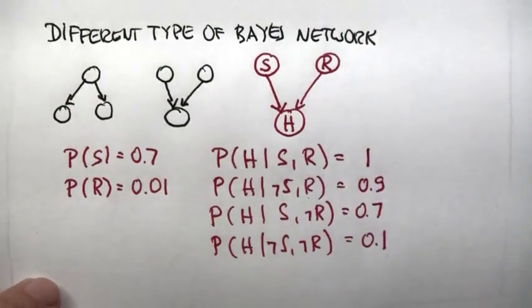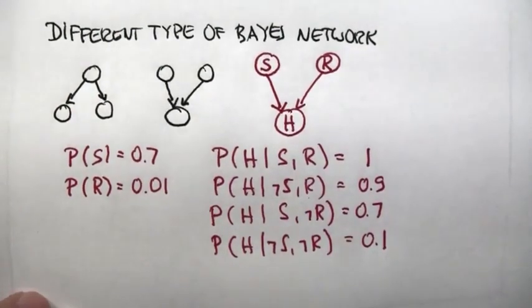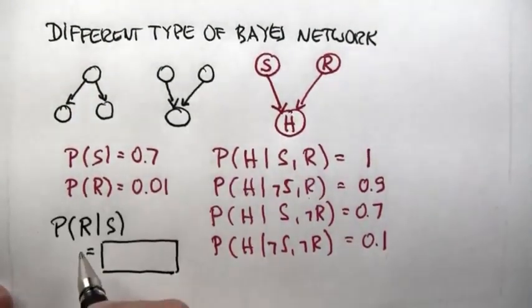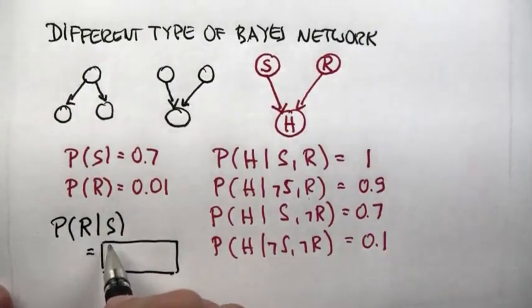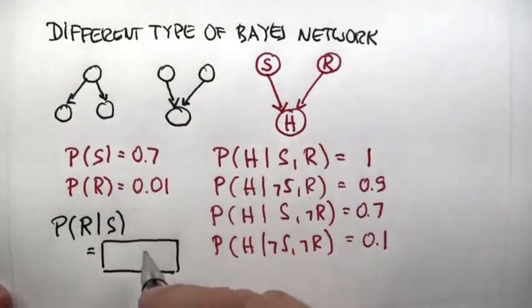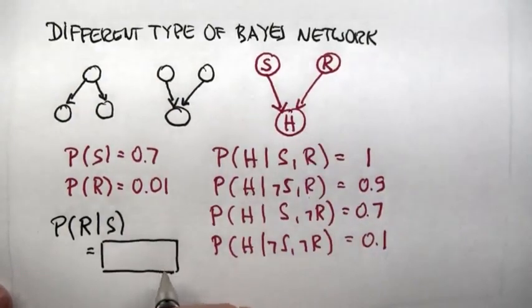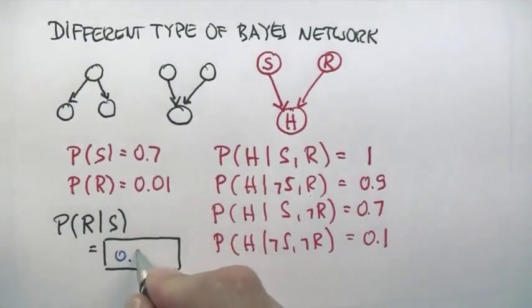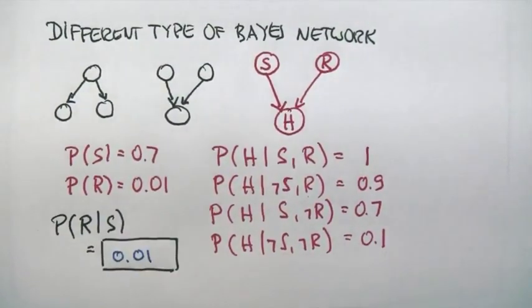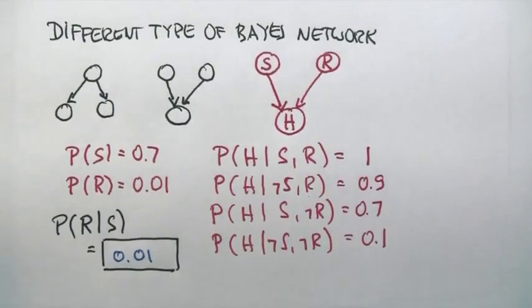So I'd like you to calculate for me the following question. Probability of a raise given that it is sunny according to this model. Please enter your answer over here. The answer is surprisingly simple. It is 0.01.